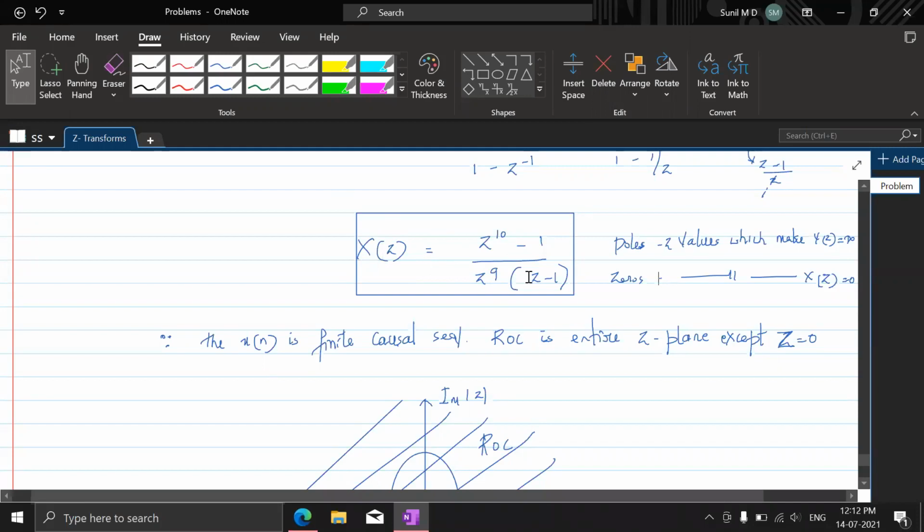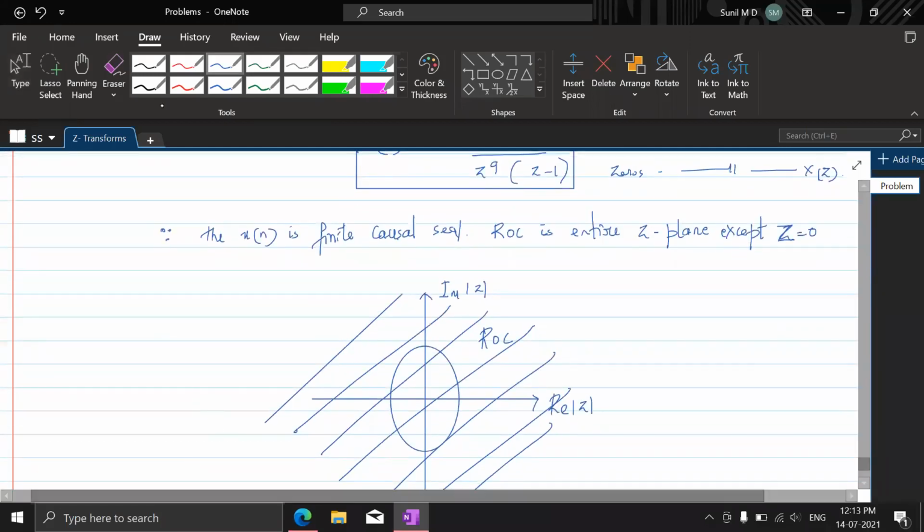Now see here, in the denominator there is z to the power 9. So if any one z among these is 0, then this X(z) is infinite. That means all these z's, or any one of these z's, if it is 0, would make X(z) infinite. So at z equal to 0 we have 9 poles at z equal to 0.